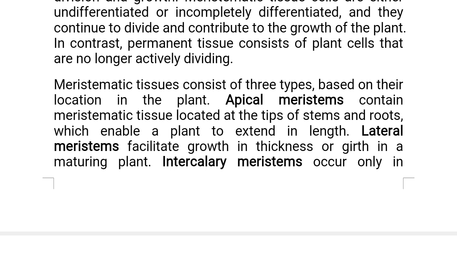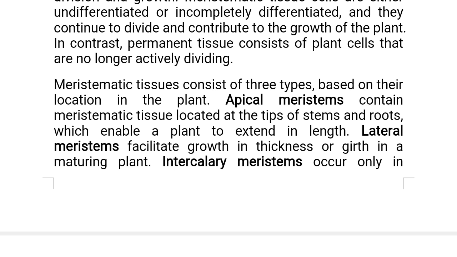So the next meristem we're looking at is the lateral meristem. The lateral meristem is the meristem that facilitates growth in thickness or girth in a matured plant. Now, if you look at a matured dicot plant, for example, mango, which is Mangifera indica, you see that the plant is very big in terms of diameter. What is making it that big is the lateral meristem. So basically, lateral meristem is responsible for secondary growth in plants.